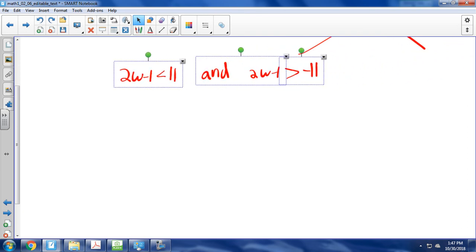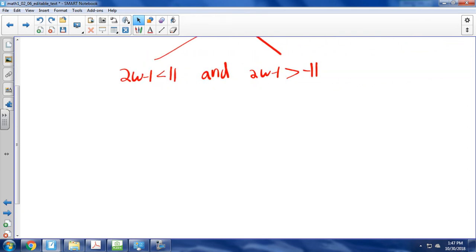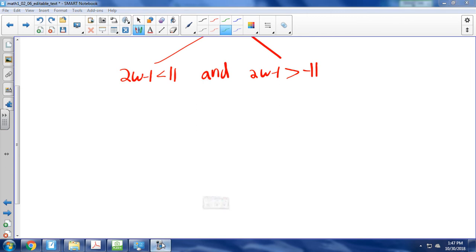I know where this came from, but I just want to keep everything clean, if that's all right. So let's say we understand where this comes from. Now we just need to solve both inequalities. So let's take it step by step. What's the first thing that we're going to do? Who wants to jump in on that?